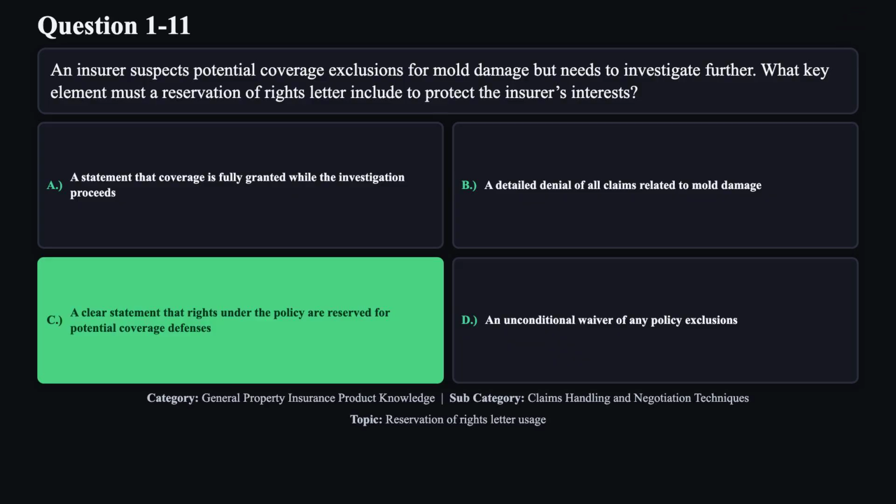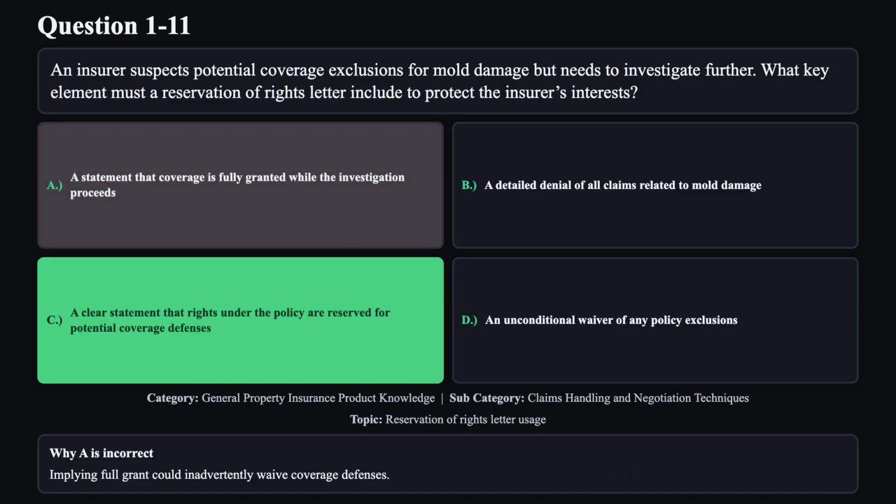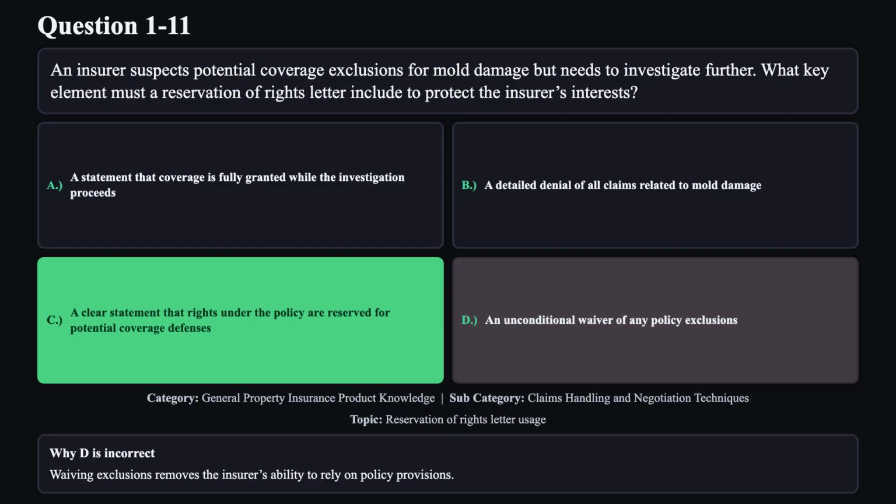The correct answer is C. The correct answer is including a clear reservation of rights statement, so the insurer retains coverage defenses while the investigation is ongoing. Reason A is not correct. Implying full grant could inadvertently waive coverage defenses. Reason B is not correct. Denying claim prior to investigation risks engaging in unfair claim practices. Reason D is not correct. Waiving exclusions removes the insurer's ability to rely on policy provisions.